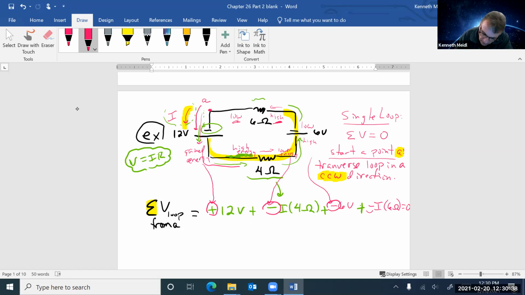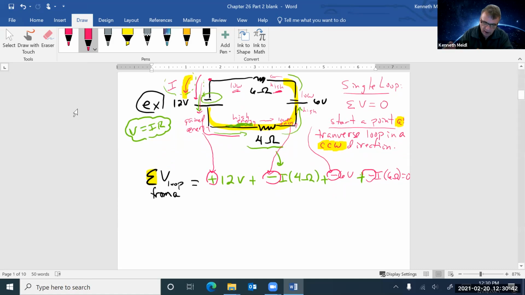So I've got a loss here. And so I think these signs are kind of working out whether I'm gaining energy or losing energy. If I'm a charged particle, I'm really going in this direction here. So what I've got here is 12 volts. And on the other side of the equal sign, I've got 4 times I.